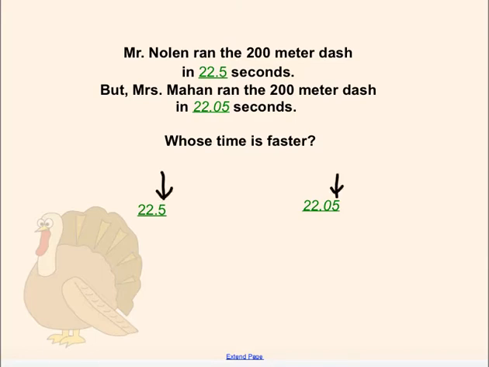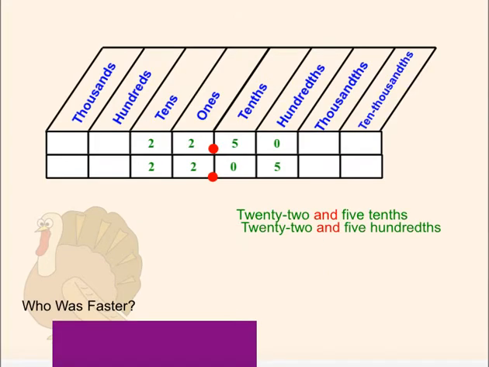This one is in the tenths, so I have 22 and 5 tenths. Whereas this one is in the hundredths, we have 22 and 5 hundredths. Well, 5 tenths is much bigger than 5 hundredths, so we would say that Mr. Nolan's was slower because he had the greater time. You can also see it visually here with the tenths and the hundredths.